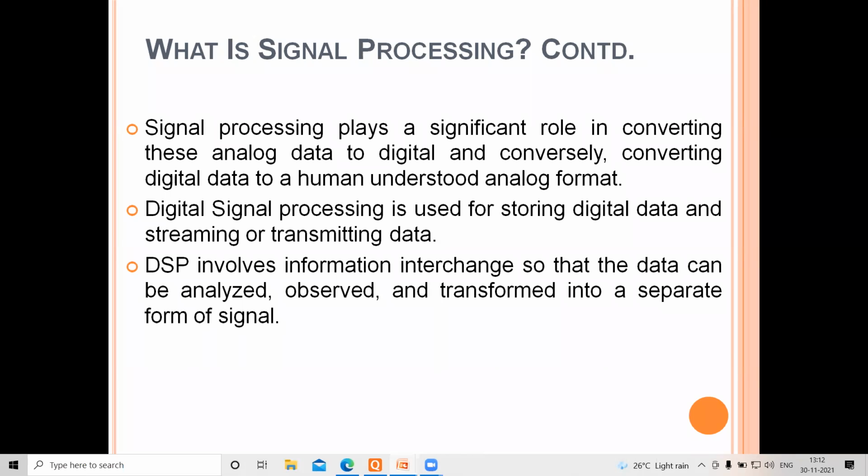If I send and ask you to decode, probably none of us will be able to understand that. Therefore, it's important that we are able to process it properly, right? That's one. And digital signal processing is also used for storing of digital data and streaming or transmitting of data. For example, now I'm talking, right?